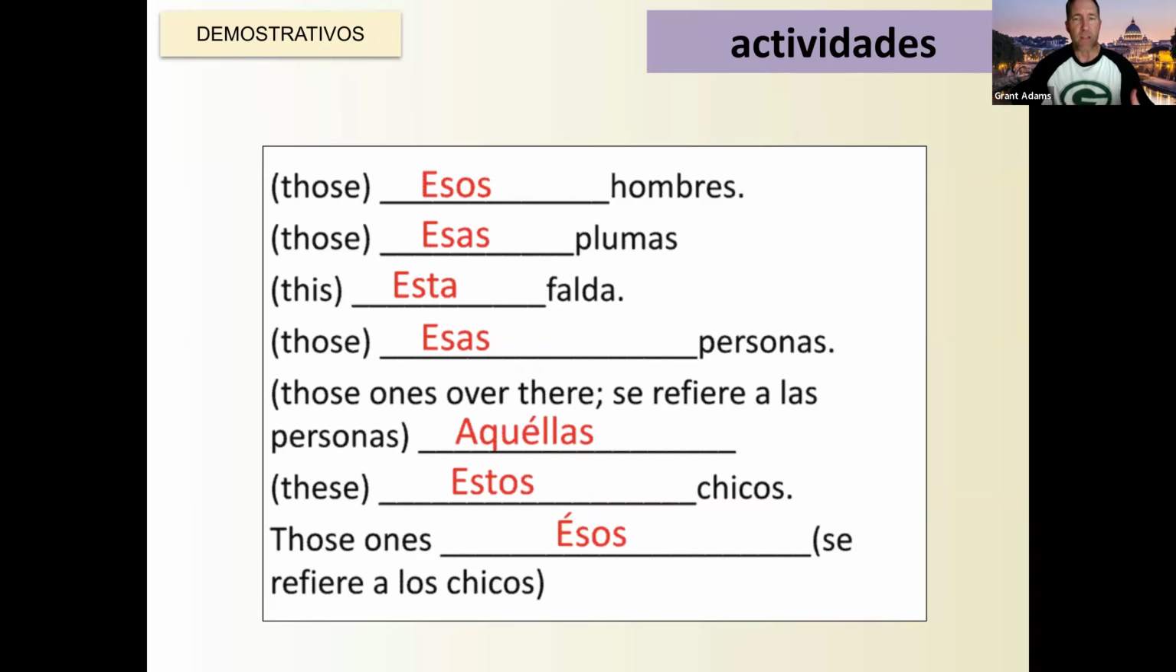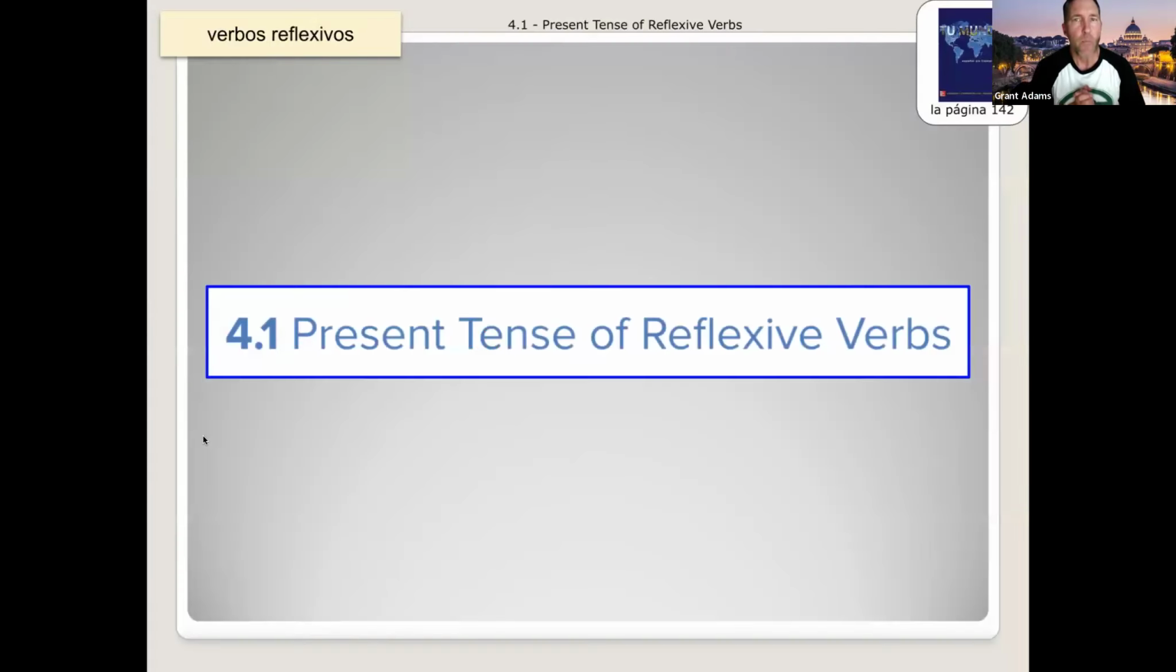What I'm going to do after this lesson, I will post the video since we're talking about it. But after the lesson, I'm going to go and update those two and change them into those people over there and those boys. I don't want to confuse you with the accent mark. So I'll repost it with the correct information as far as adjectives and not pronouns only. Okay. Muy bien. Perfecto. Verbos reflexivos.